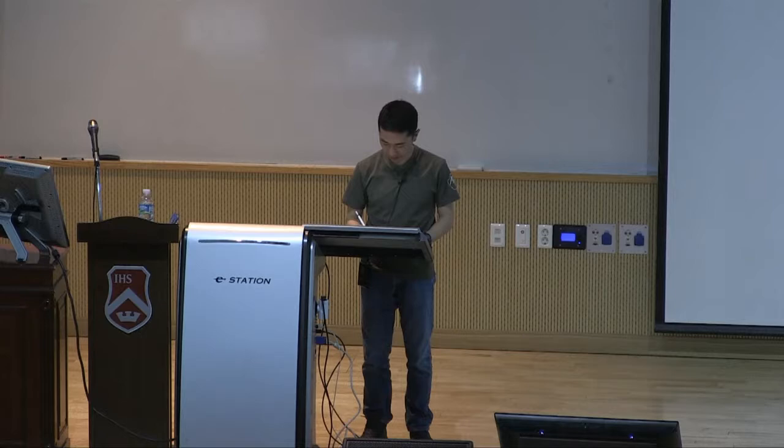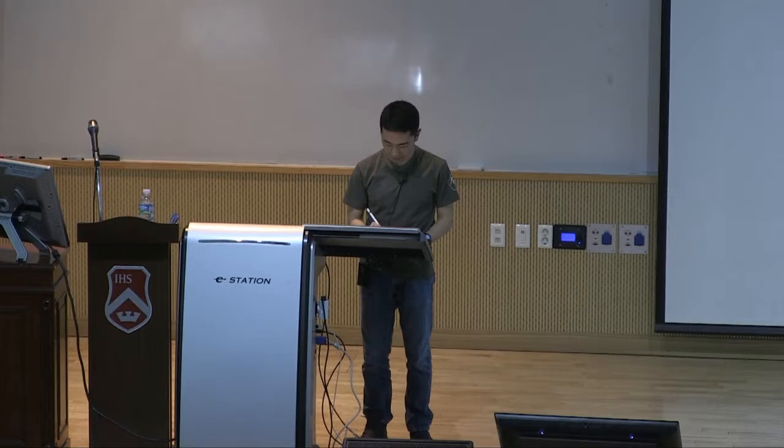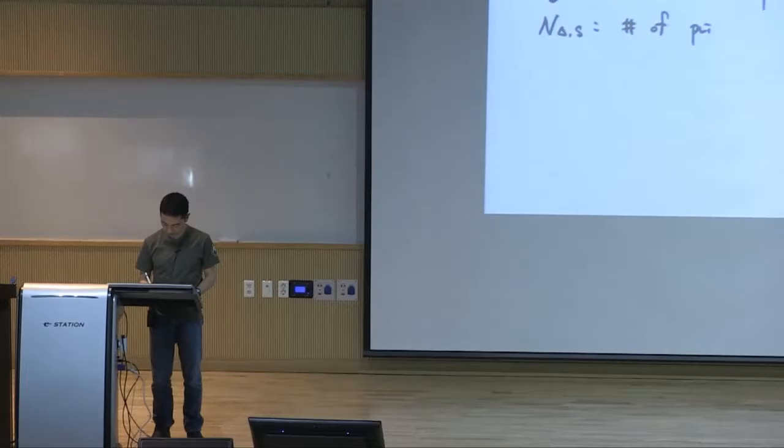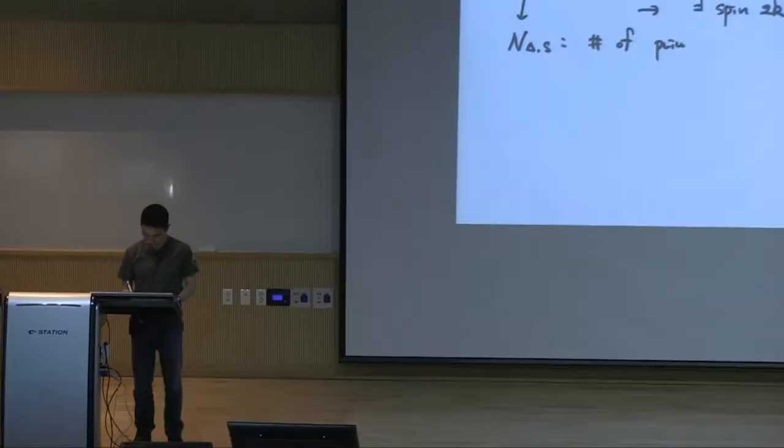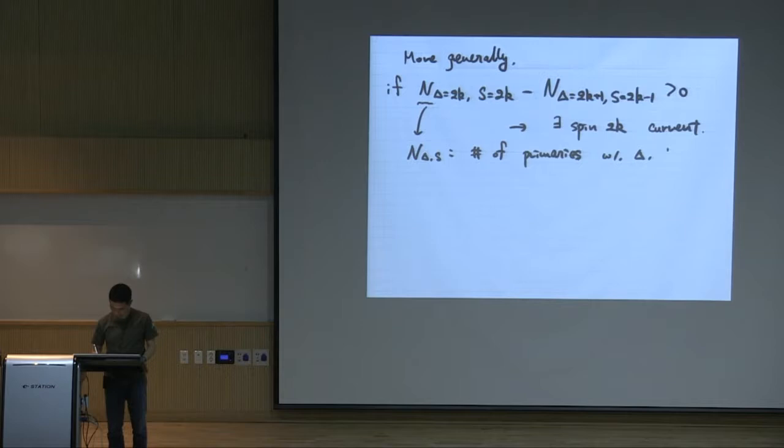If this is, then there exists a spin 2k current. And this n is essentially the number of primary operators with dimension delta n and spin s. Okay, so maybe I should make a comment about conformal symmetry, because I promised to make a little bit of comment.